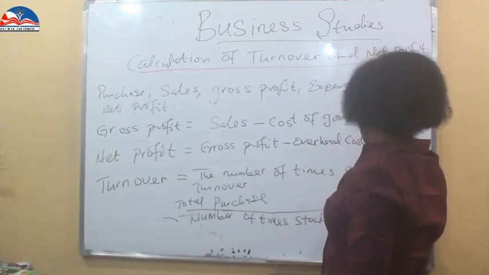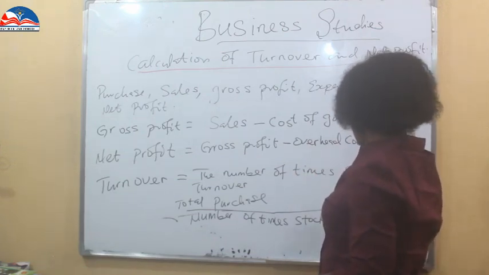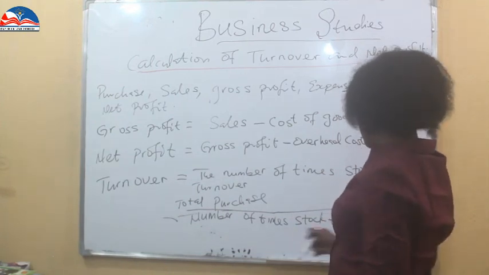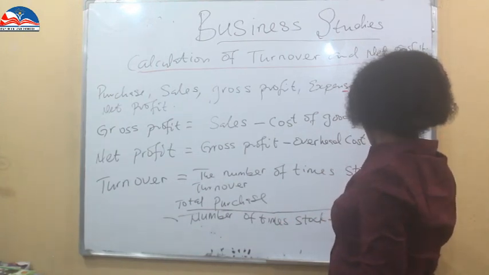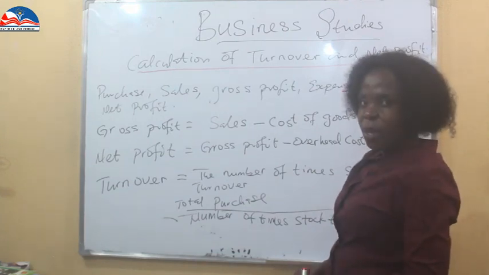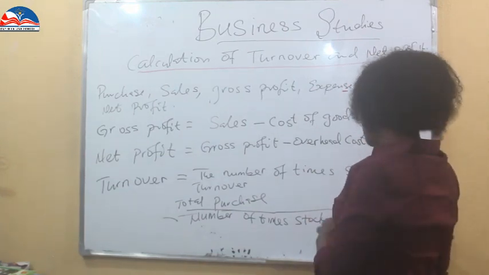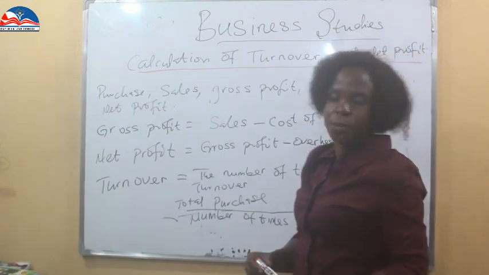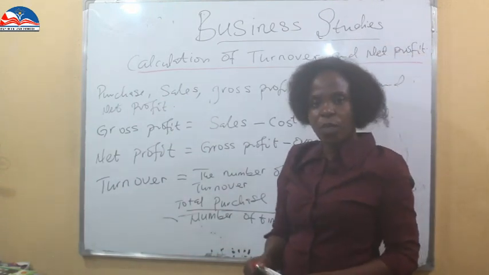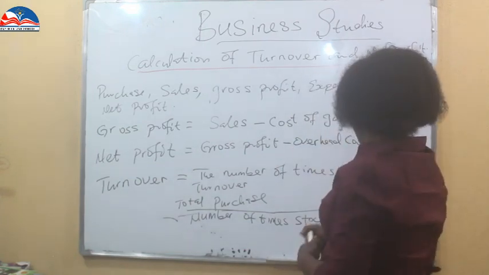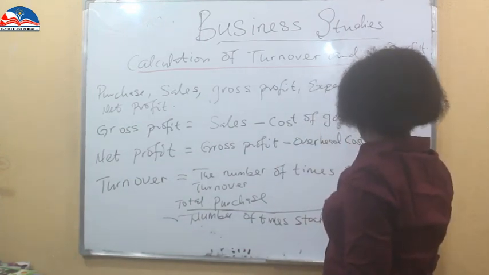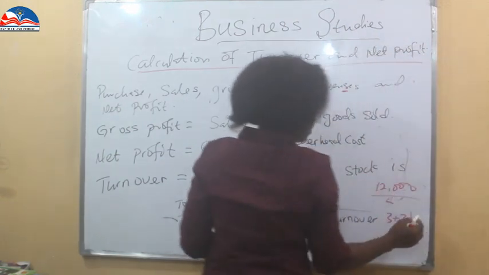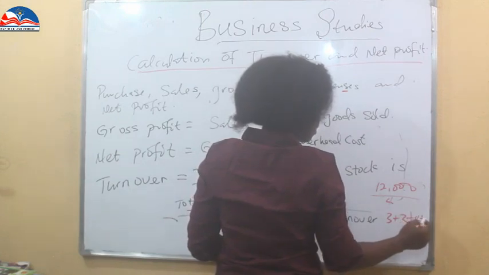If I purchase this product at 12,000 and I stock it 4 times a year, that's to say I have stocked it 12,000 times 4 times. And if in this process, my first time I made 3,000, my second time I made another 3,000, my third time I made 4,000, and my fourth time I made 3,000.